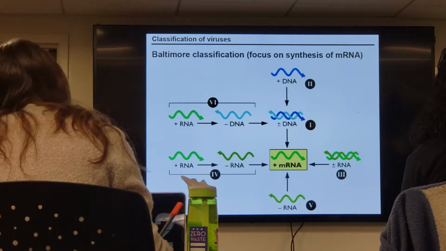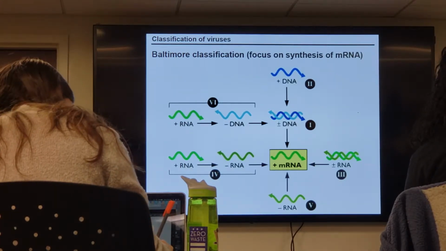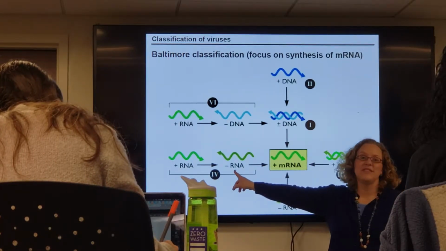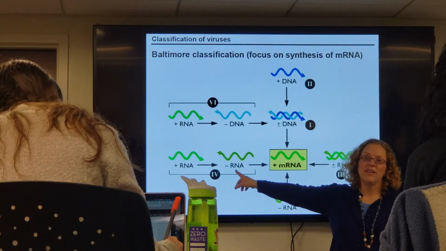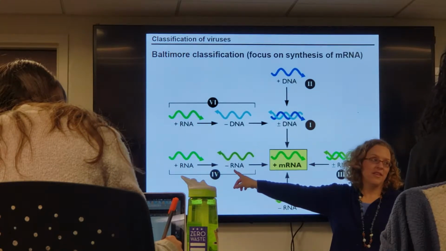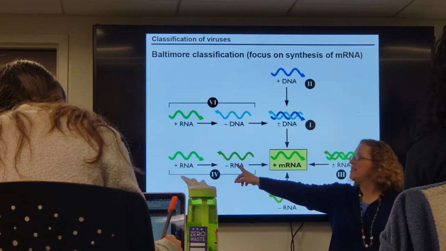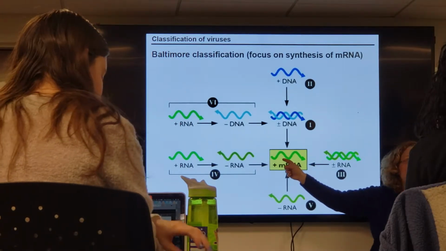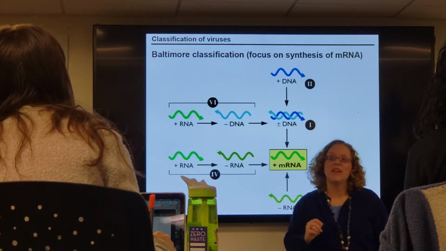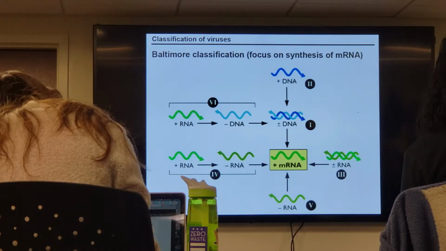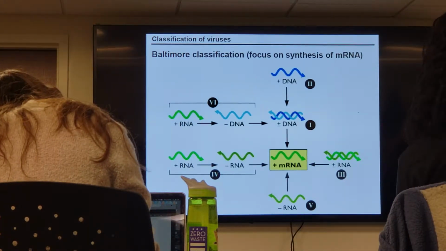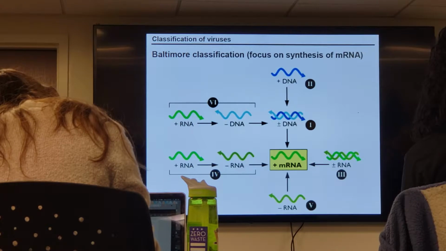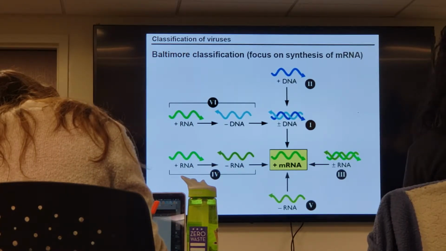So they can make the template, right? So they can make more of themselves. What are they using this negative strand for? They're using it as the template to make more positive sense. So the negative sense is simply serving as the template so that they can make a complement strand. And a complement strand of the negative sense is what? The positive sense. Okay, so they're using that negative sense strand as a template.